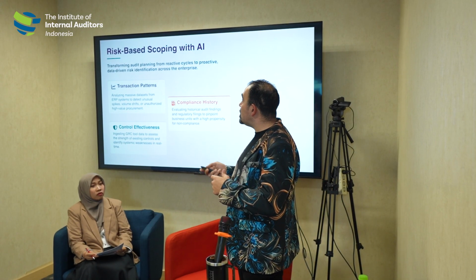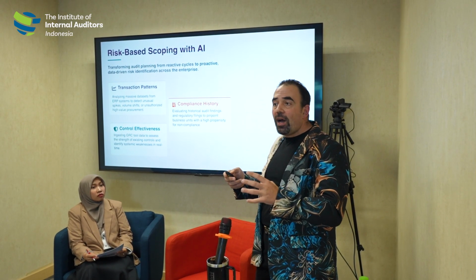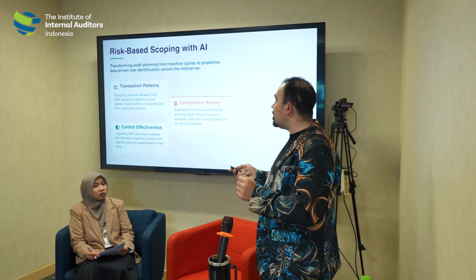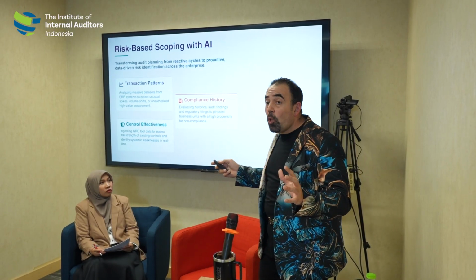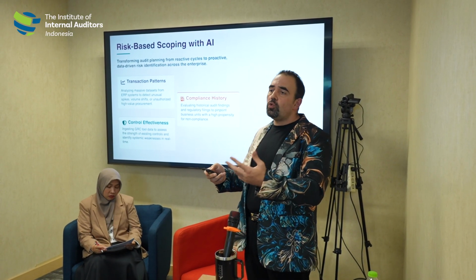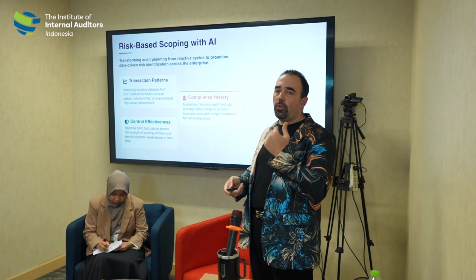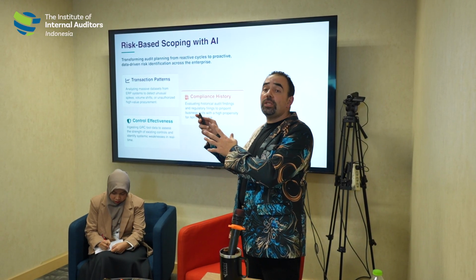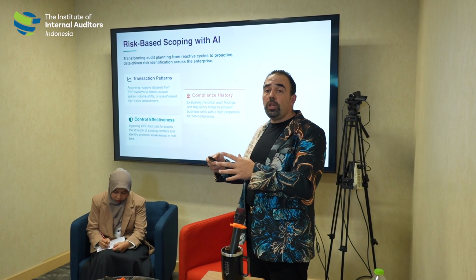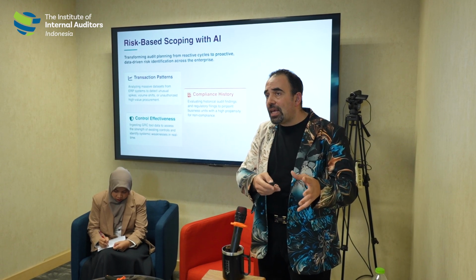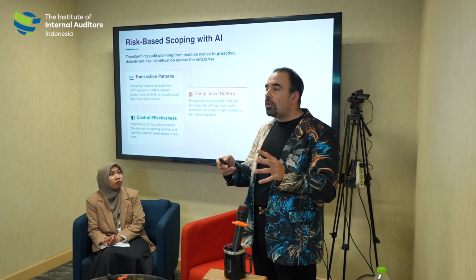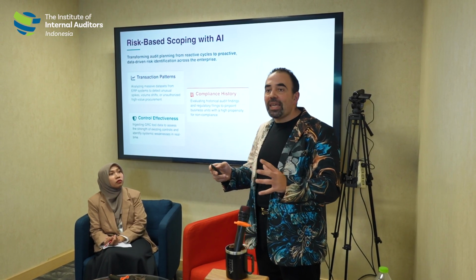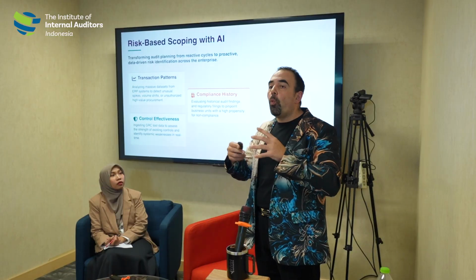So let's speak about the first thing, risk-based scoping. How can we use AI to help us in scoping the risk, focusing on the risk? Number one, looking at the transaction pattern. By integrating all the data that we have, usually when we do the audit, we need to look at previous audits. We need to look at what requests we have from the audit committee. We need to look at the risk areas that we need to focus on that are considered high. We need to look at what the industry is saying. Rather than doing all this work ourselves, AI can integrate all this information and tell us what areas we need to focus on.